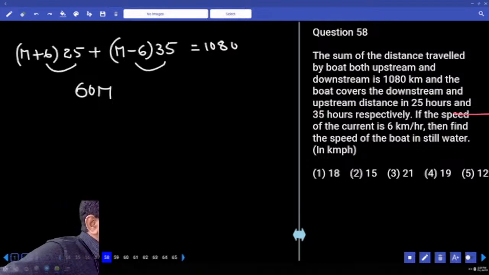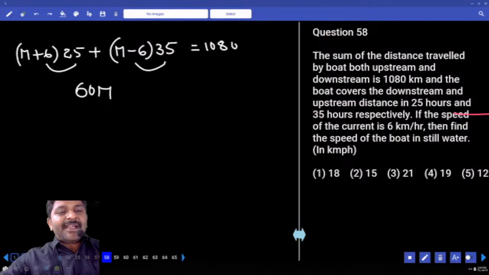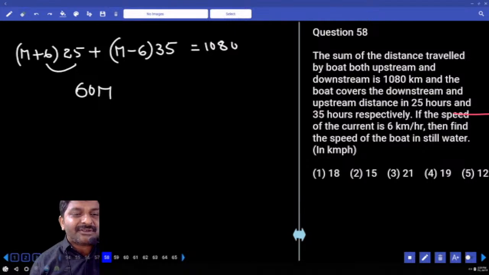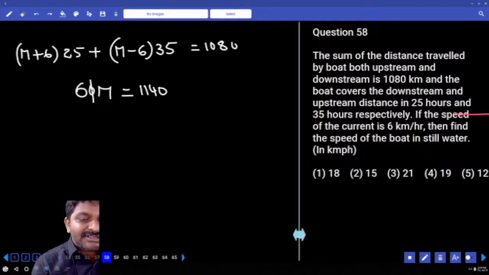6 tens. The negative side is on the left-hand side, correct? If it goes to the right-hand side, it is plus 60 only. 1080 plus 60 is 1140. The 0 gets cancelled. 6 once, 9 times. M is equal to 19.